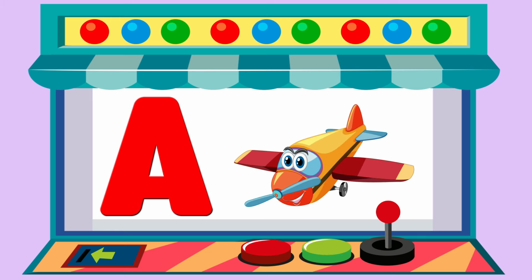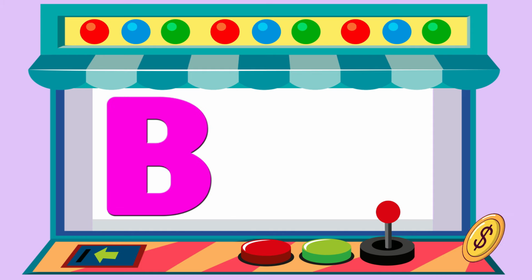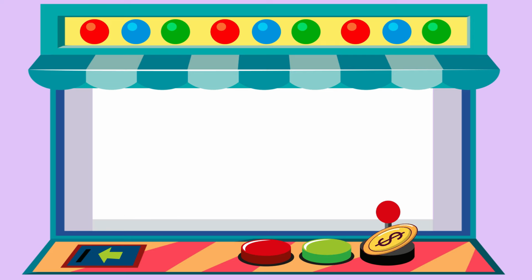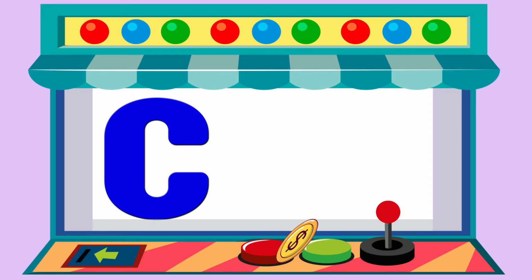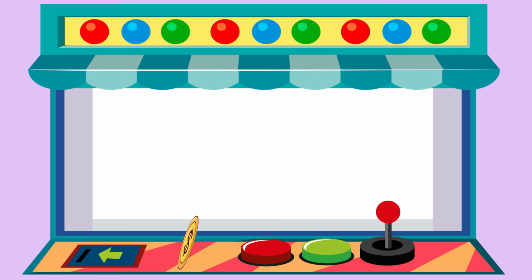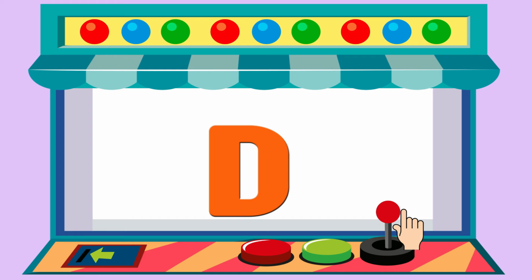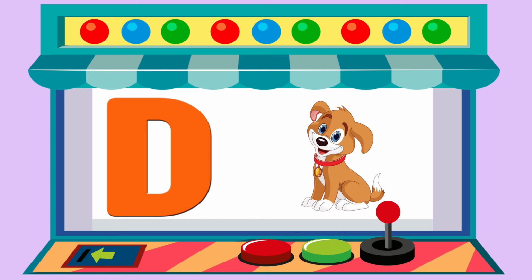A for airplane. B. B for badminton. C. C for cat. D. D for dog.